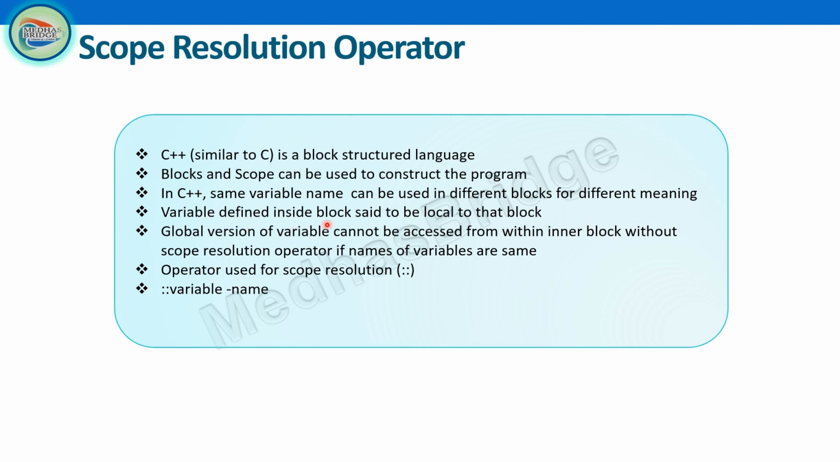Variable defined inside the block is said to be local to that block, like a local variable. Global version of a variable cannot be accessed from within an inner block without the scope resolution operator if the names of the variables are the same. This is where you start thinking of the scope resolution operator. Operator used for scope resolution is :: you could see here. So ::variable name. When you see this, it means you are trying to access a global variable in a local context. Point to be noted.